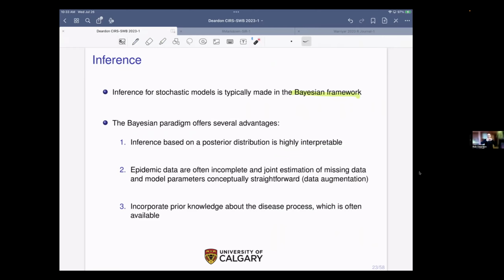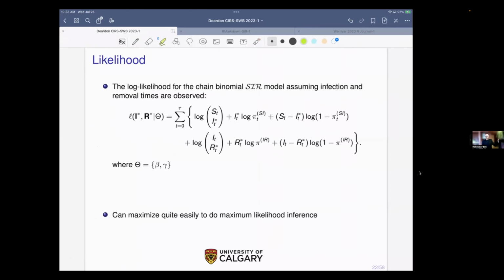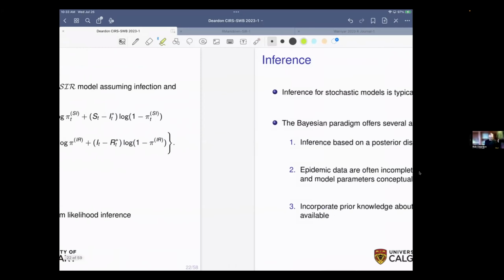The fact that your posterior is a probability distribution and you don't have to think about repeated sampling. What does repeated sampling mean anyway with an epidemic which only occurs once, right? Is very nice, right? But it's actually the second and third points here that I think are more important from a practical point of view, right? So one of the things is that I've said, if you've observed your number of new infections and the number of new removals at each time point, we can do maximum likelihood inference here very simply.